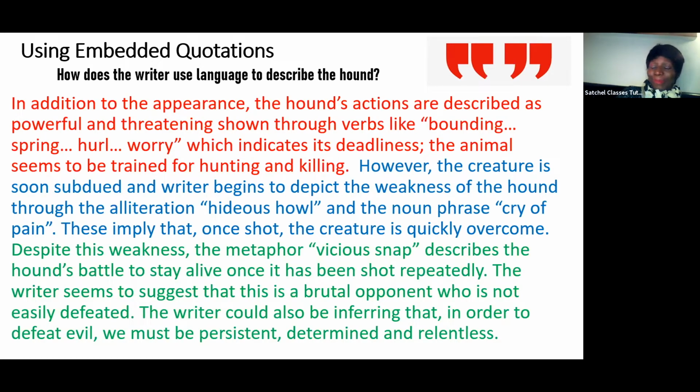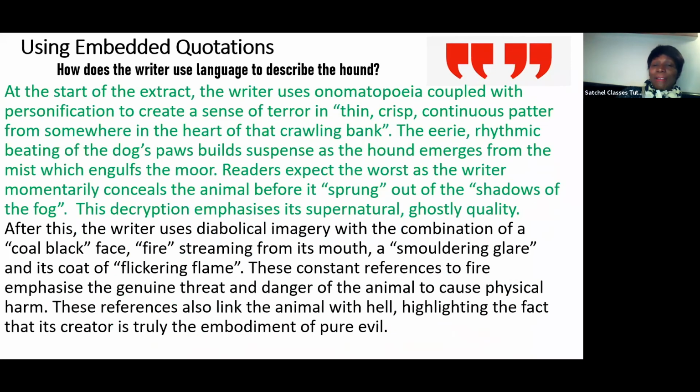Okay, so I hope that you've been able to see that I've been embedding my quotations in my writing, that I've been using what first, what, how, and why. What is it like? Well, it is terrifying. How does the writer show it? Through a rhythmic beating and onomatopoeia. Why? It's to build suspense.